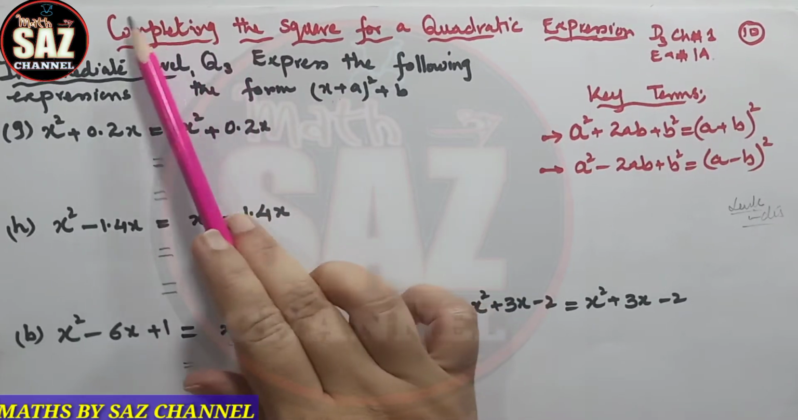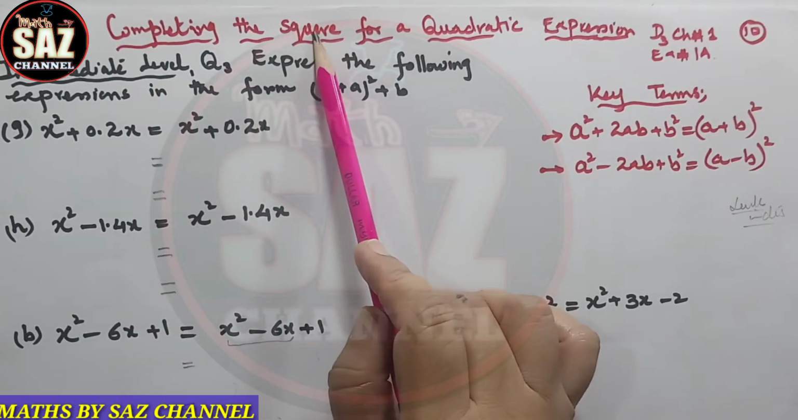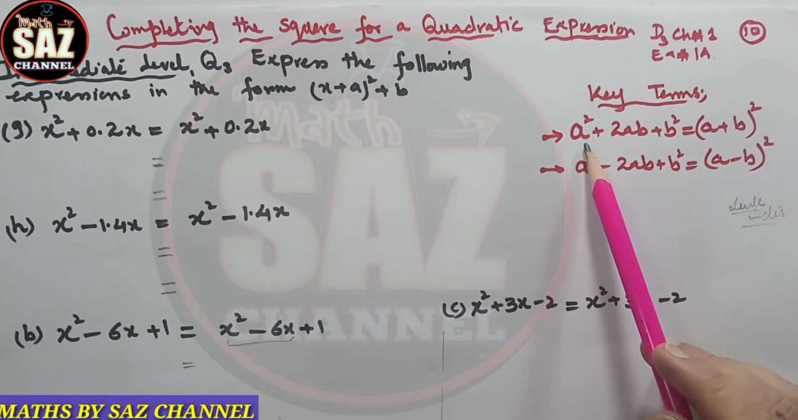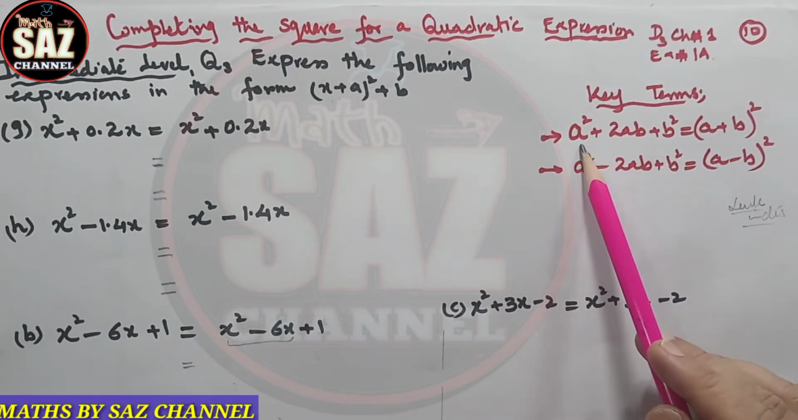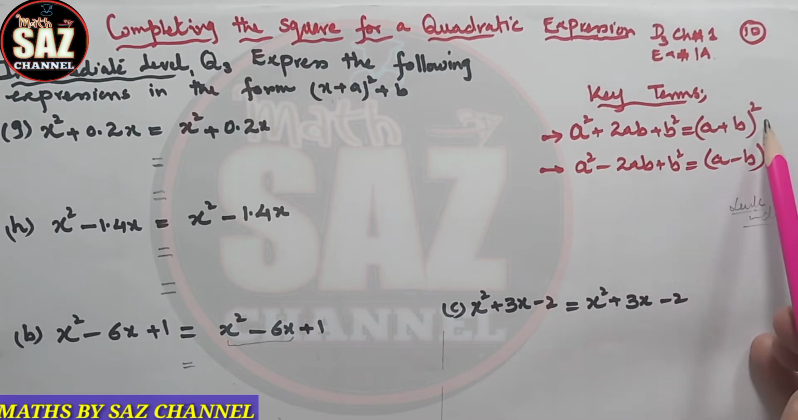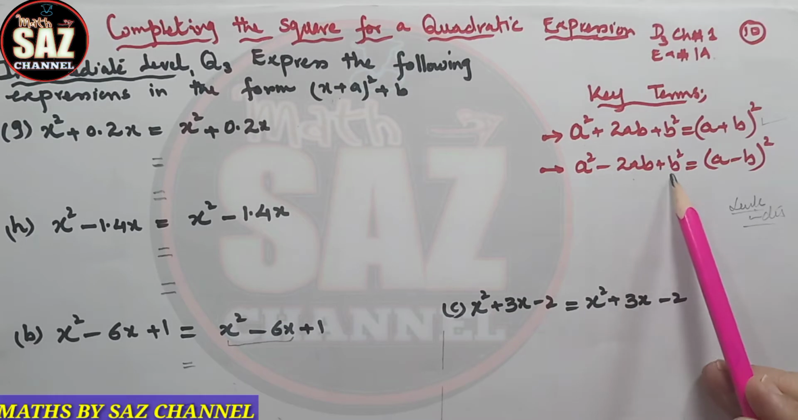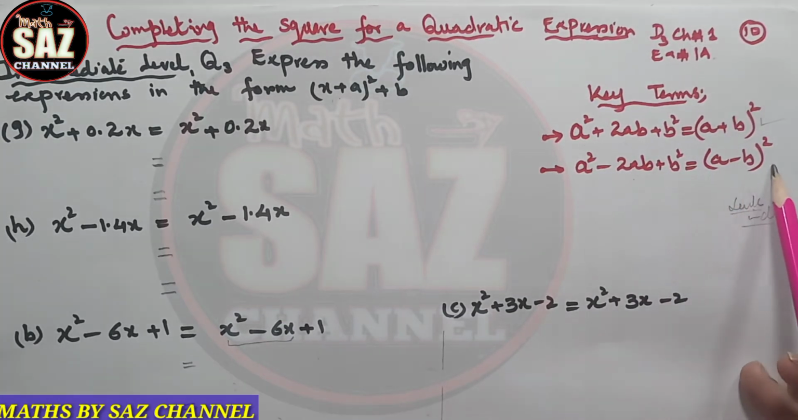What does the term completing square method mean? That means that we have to express the given expression in form of one of the perfect square identities, that is a square plus 2ab plus b square equals a plus b whole square, or a square minus 2ab plus b square equals a minus b whole square. Let's move to the question.